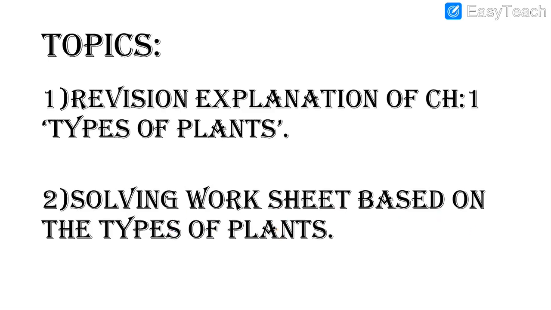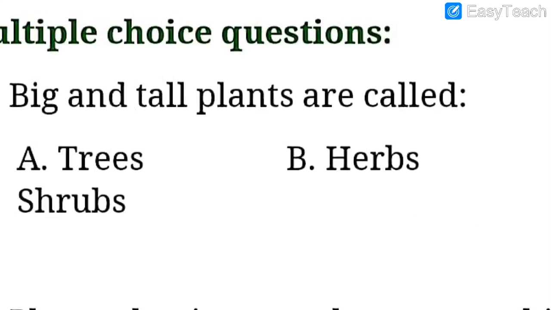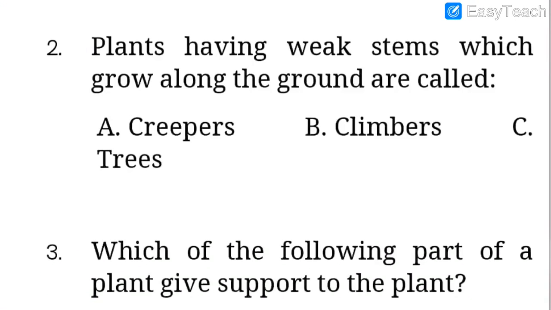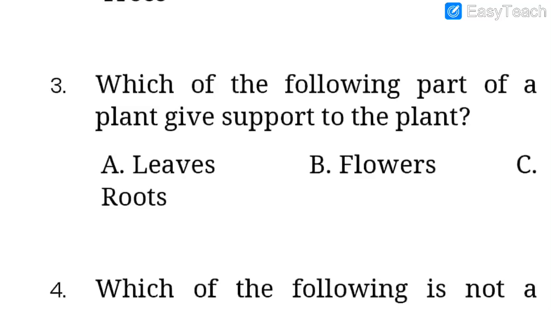Now let us also solve the worksheet based on it. So number 1 MCQ, big and tall plants are called trees, herbs or shrubs. So big and tall plants are trees. First one, correct. Then next one, number 2. Plants having weak stems which grow along the ground are called dash. So the plants which grow along the ground are called creepers. So we will cover that topic in the next lecture.